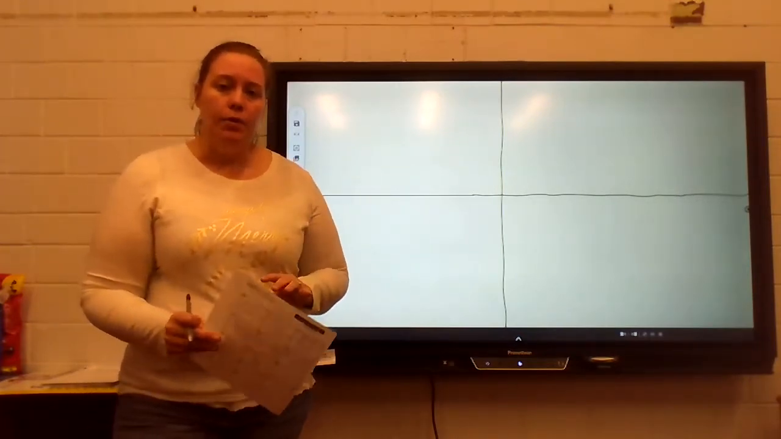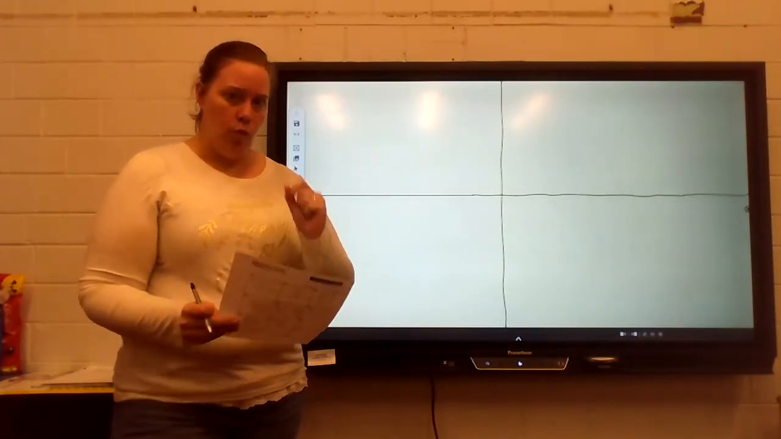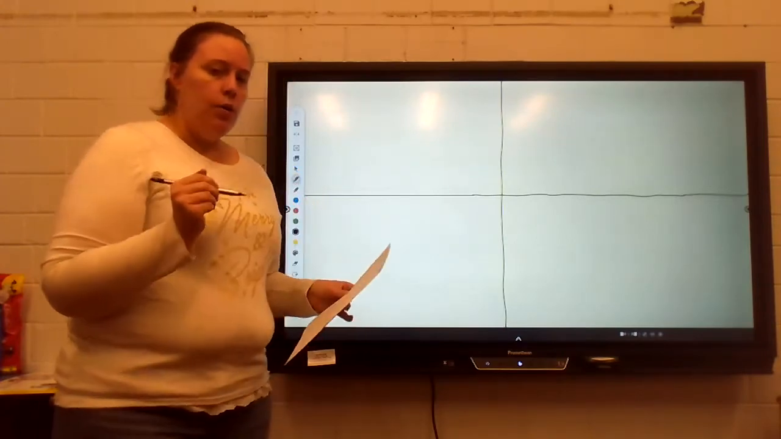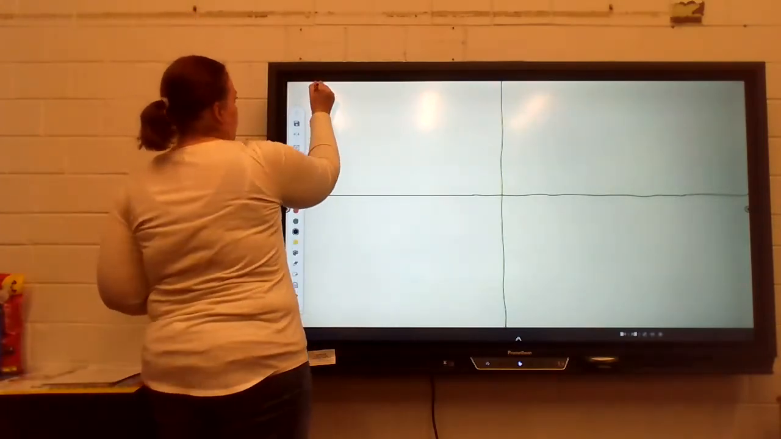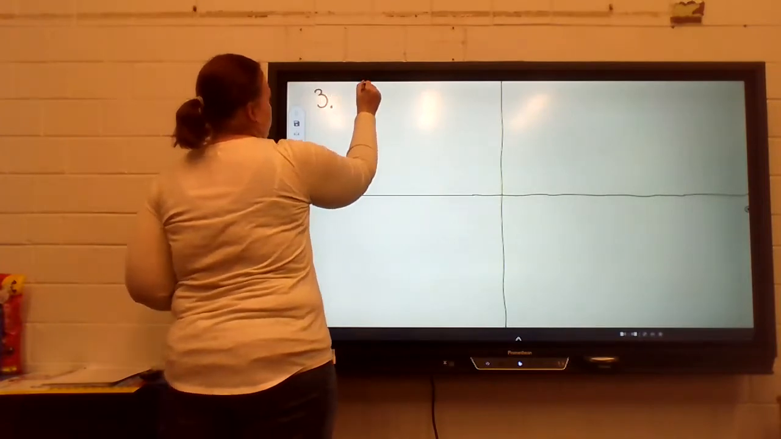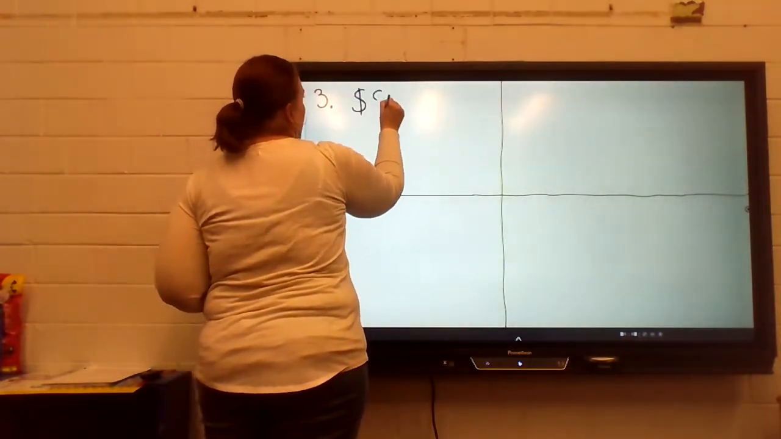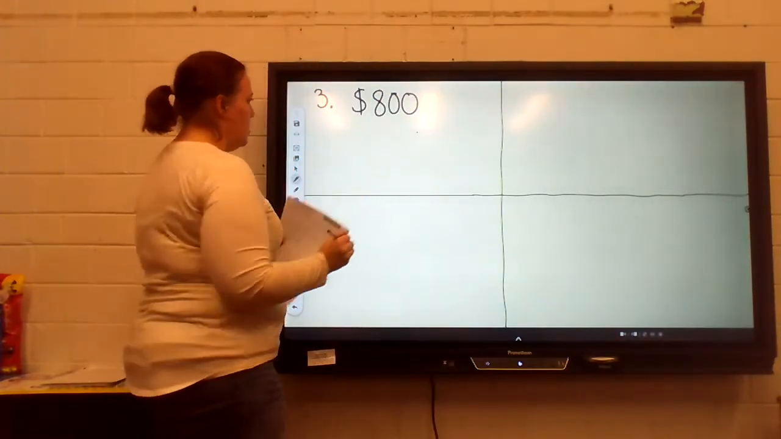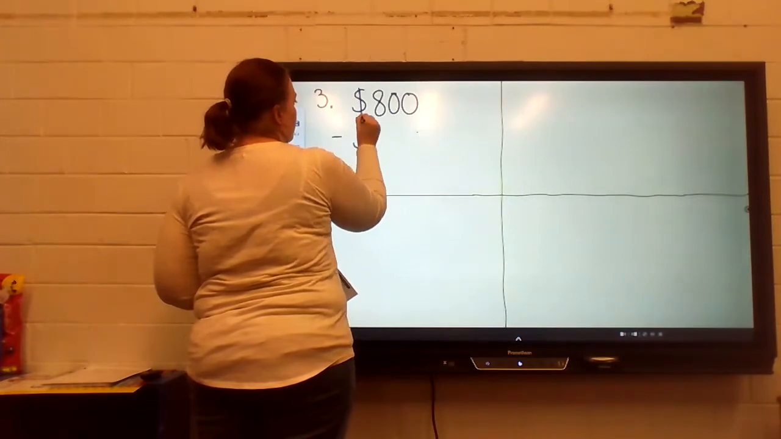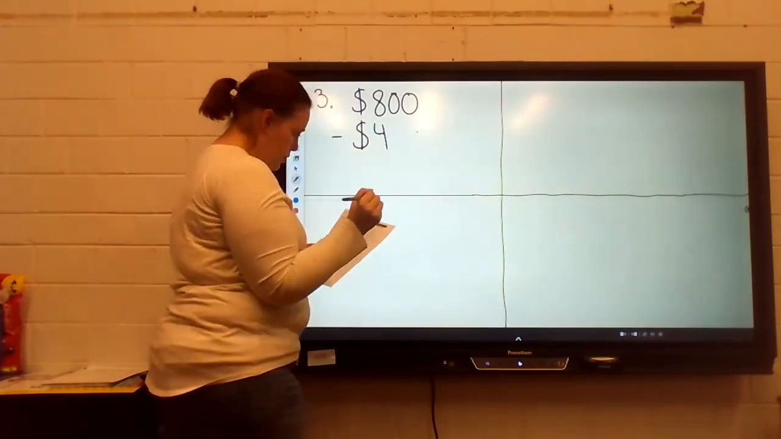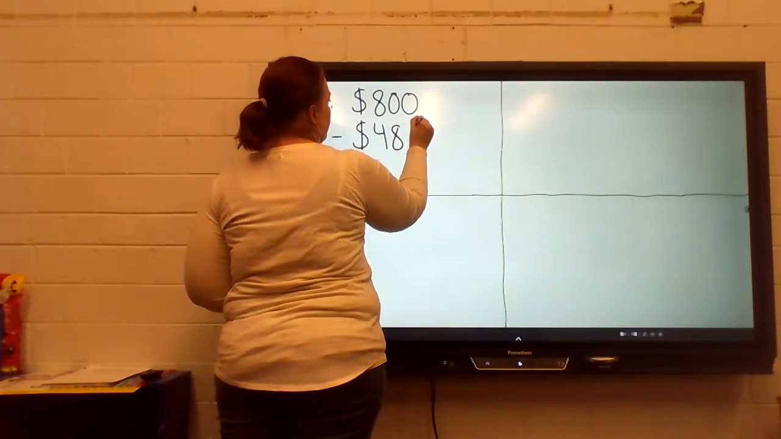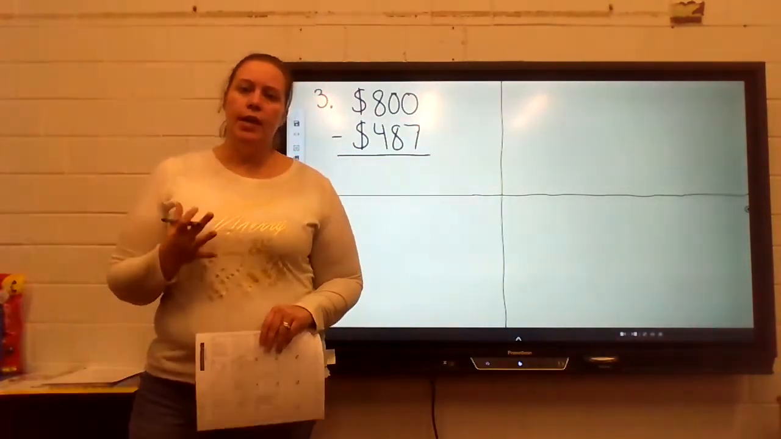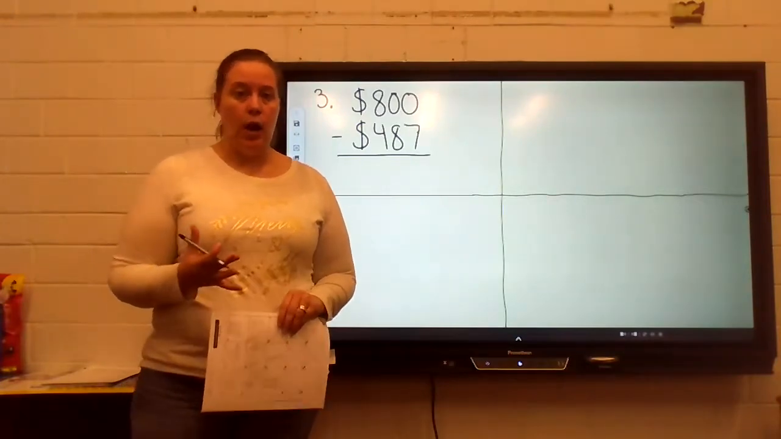So I am using my answer key from lesson 21, which was the lesson you were supposed to do today in our Saxon math textbook. You were given problem number 3 to do, which was $800 minus $487. Okay, so obviously we cannot take anything away from 0.